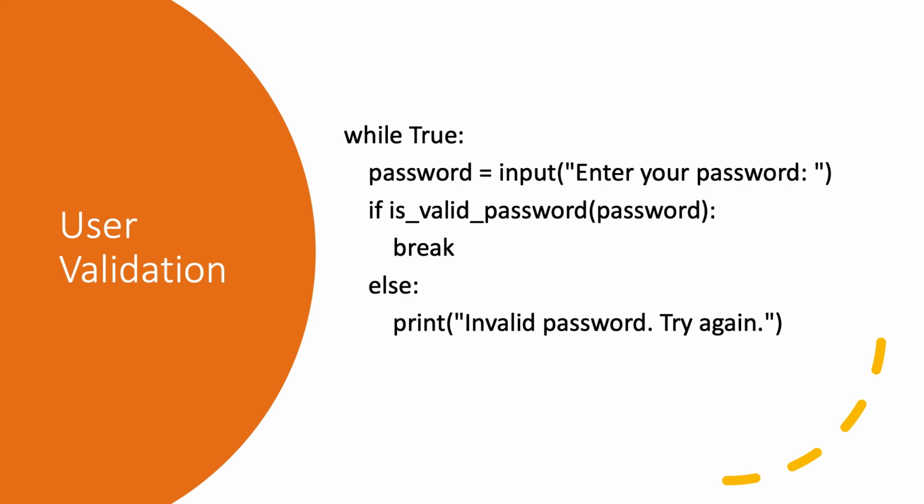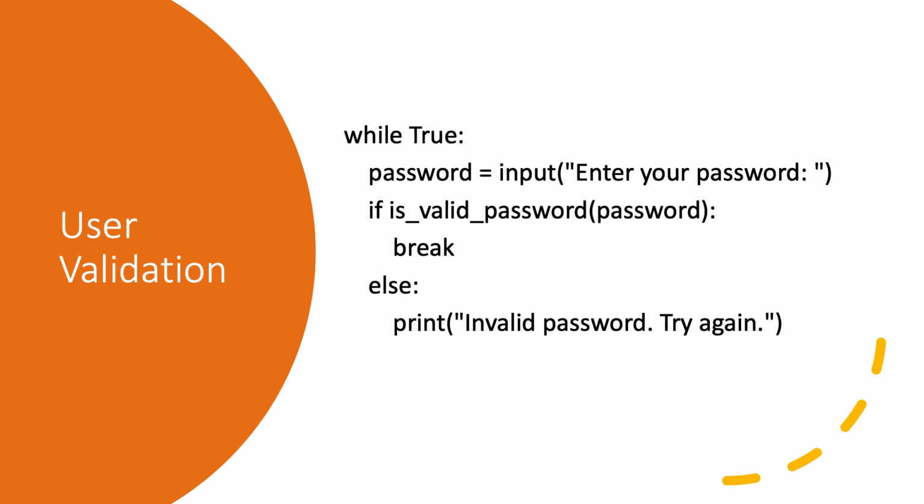So the loop runs indefinitely with while true, prompting the user to enter their password. Then the entered password is validated by the isValidPassword function, which takes one argument, the user's entered password. Now this function should have some requirements check to validate that the password meets all of them, like how many characters and what type of characters.